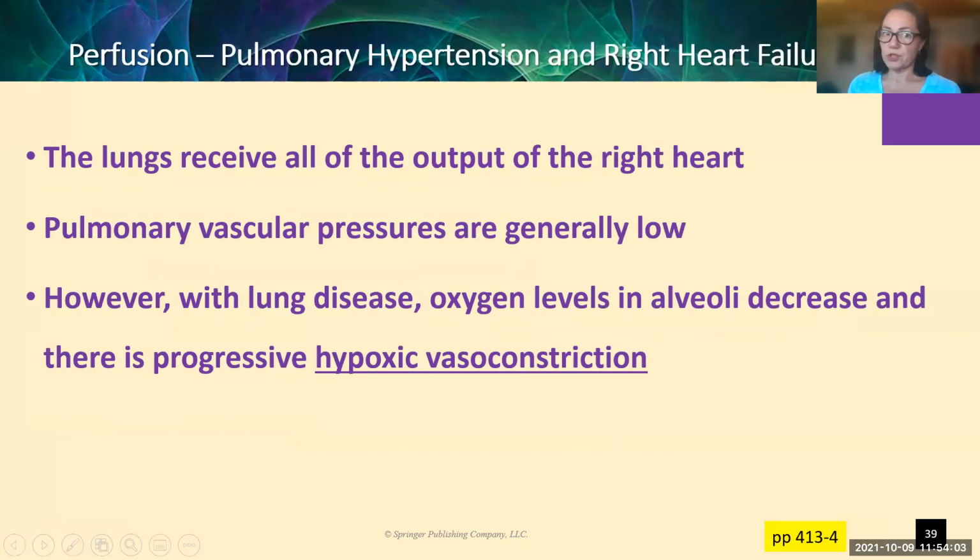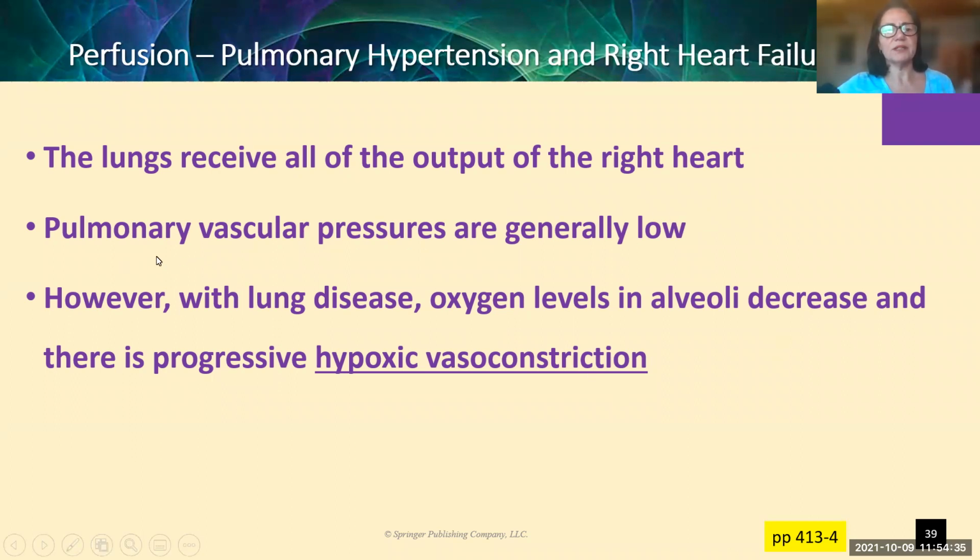So with perfusion, one of the problems that we're going to see is something called pulmonary hypertension. And the pulmonary hypertension can lead to right-sided heart failure. So let's review a little bit about the anatomy. The blood that comes to the lungs comes from the right side of the heart. That is all of the blood that's leaving the right side of the heart. It's going to go out to the sides and be right back.